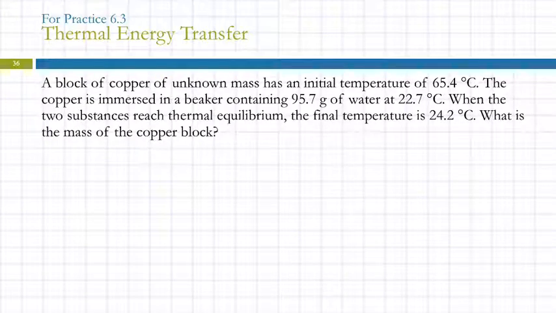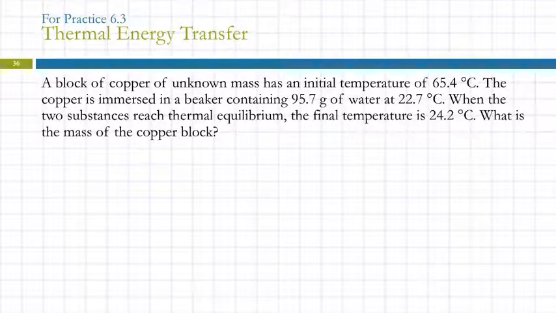So let's do a problem. A block of copper of unknown mass has an initial temperature of 65.4 degrees Celsius. The copper is immersed in a beaker containing 95.7 grams of water at 22.7 degrees Celsius. When the two substances reach thermal equilibrium, the final temperature is 24.2 degrees Celsius. What is the mass of the copper block? It seems like it would be easier to just put it on a balance, but maybe you don't have one.